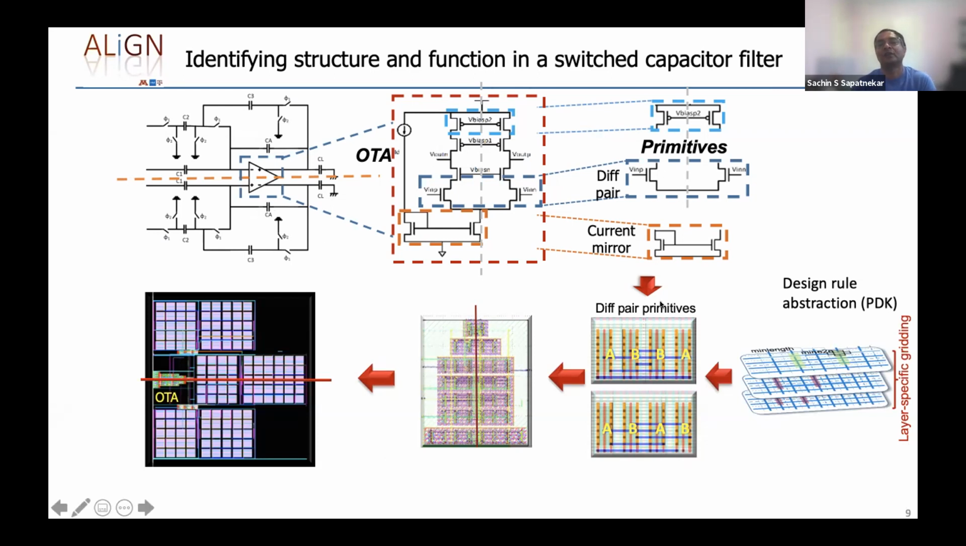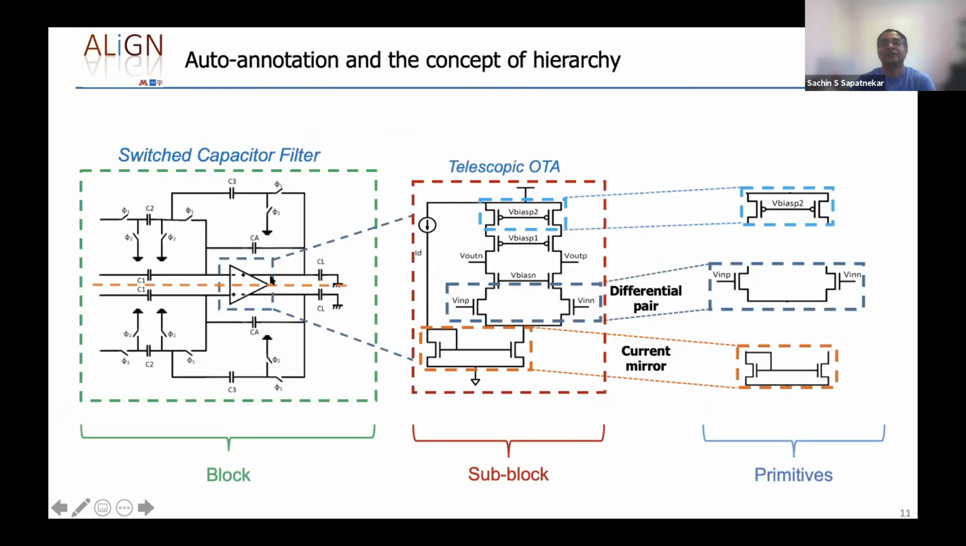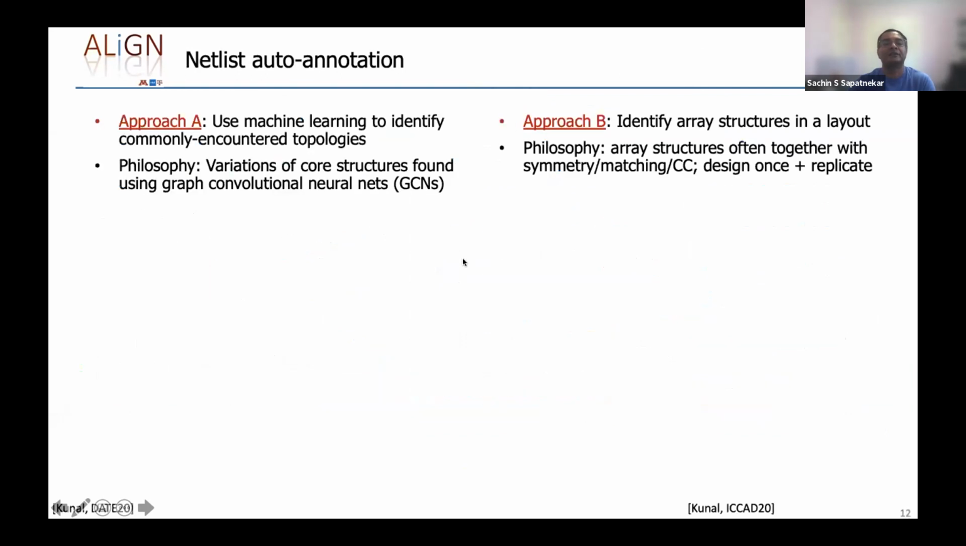So the overall structure is something like this. And of course, there are a lot of finer details involved in being able to achieve this. So I'll go over these step by step fairly quickly right now. So the first step, like I said, is auto annotation and constraint generation. So it's basically the same thing. We're going to try and detect these hierarchies over here.